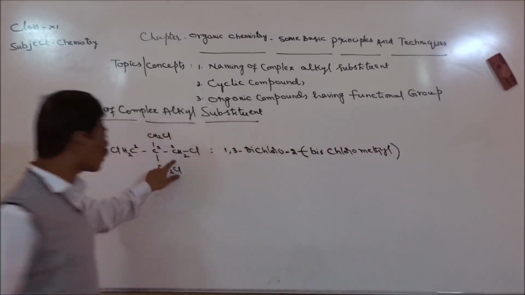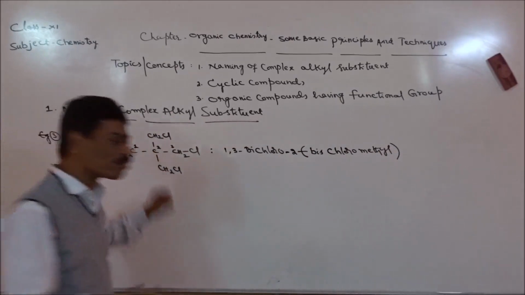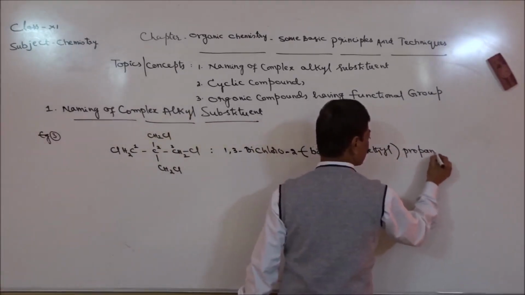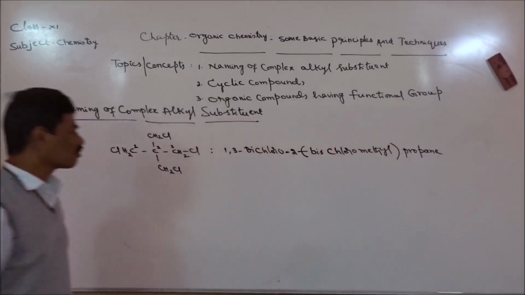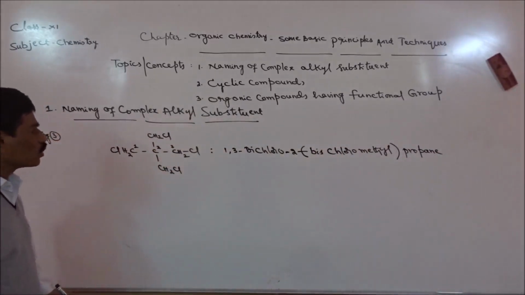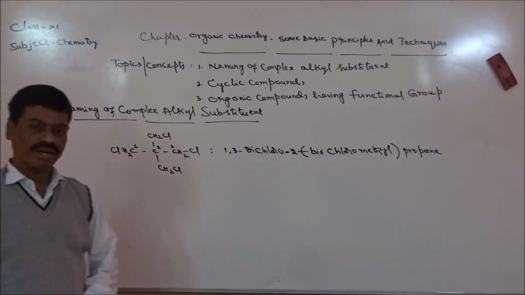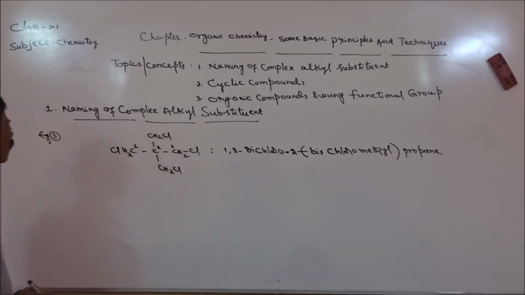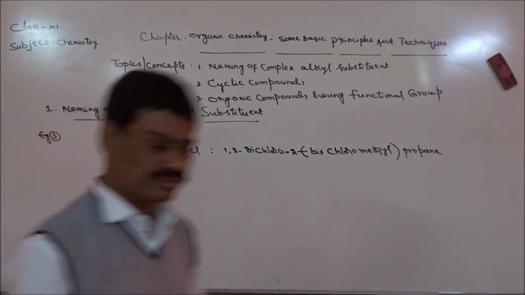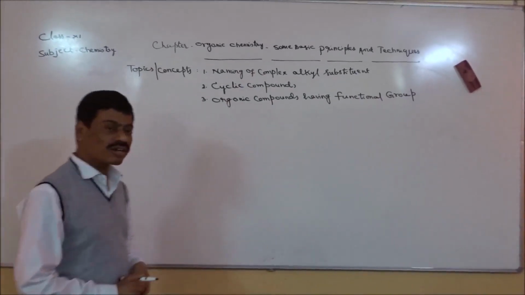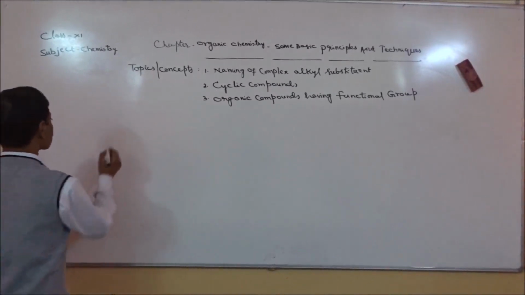Now the chain has 3 carbon atoms, means it is derived from propane. So its name ends with propane. That's all. So 1, 3 dichloro, 2 bis chloromethyl propane. That is the name of this compound, right? Yes, children. Now let us see the second part, that is cyclic compounds.